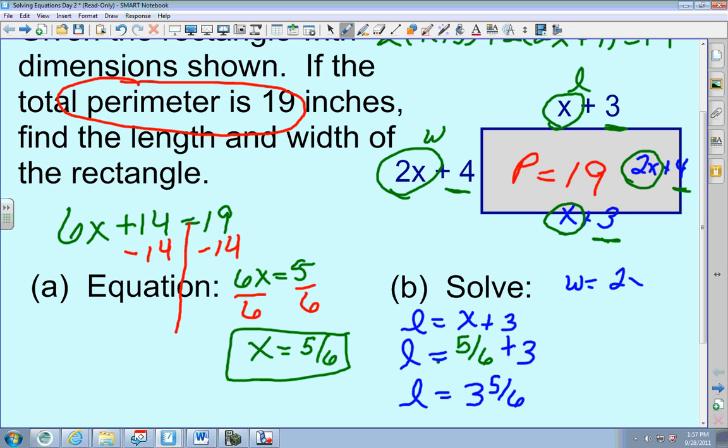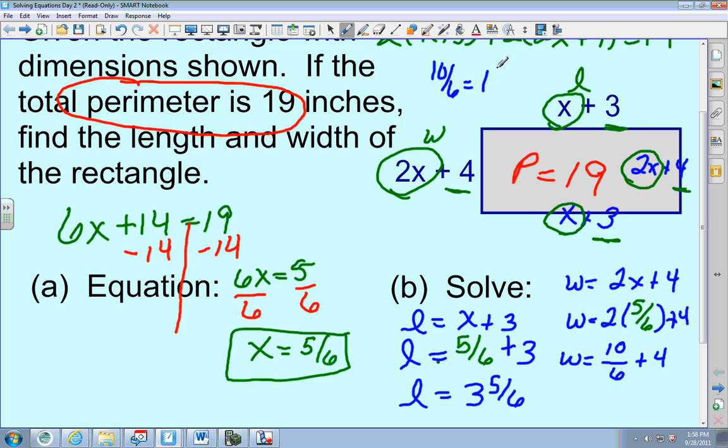Width equals 2x plus 4. So width equals 2 times 5/6 plus 4. Well, let's see. If I multiply those right here, I'm going to get 10 over 6 plus 4. 10 over 6 is 1 and 4/6, I can reduce it to 1 and 2/3. So I'm going to have 5 and 2/3.